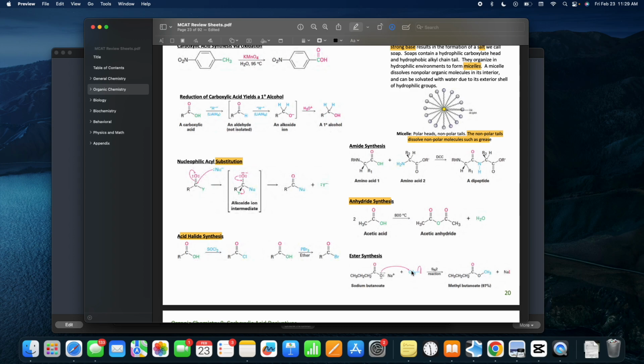And this is a direct reaction, right? SN2 is 1 step. SN1 has 2 steps, right? So you get methyl butanoate, and you have the methyl attached here. So ester synthesis is basically this O being attached to something else. That's when you get an ester.